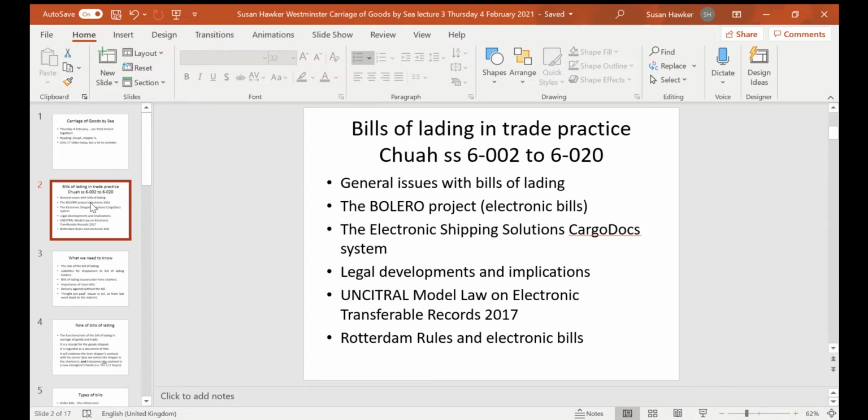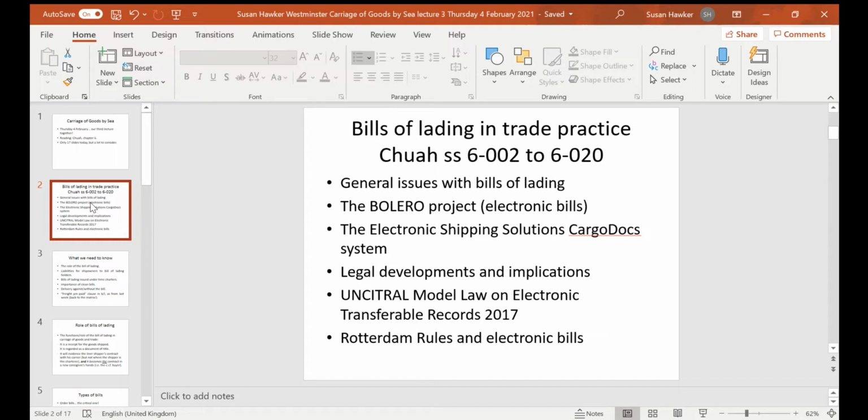And the Rotterdam rules, which are a cargo regime we talk about in the final week, are not in force, but they've received a lot of focus. And it probably is the case that they won't come into force. That's certainly what I think. But if they don't, something will replace them.